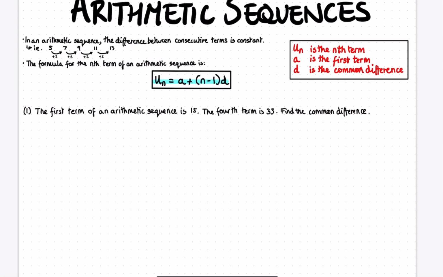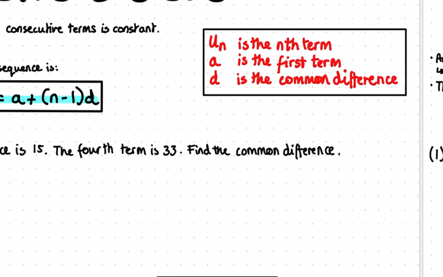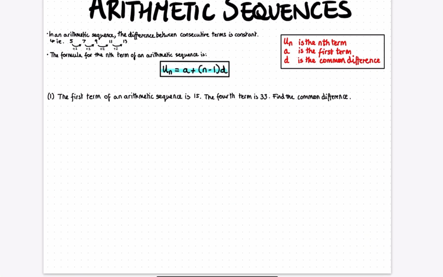Now there is a formula for the nth term of an arithmetic sequence, and it is un equals a plus n minus 1 times d. Un, as I've got written up here, is the nth term, a is the first term, and d is the common difference. They're pretty easy to understand, so I've only got one example here to actually show you.